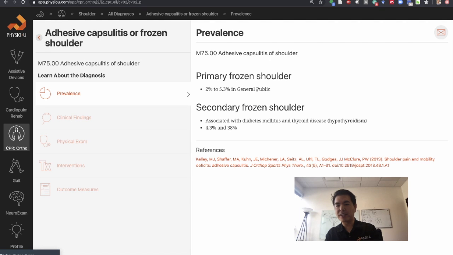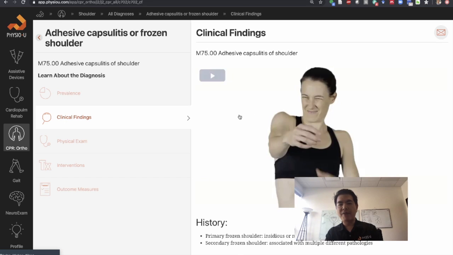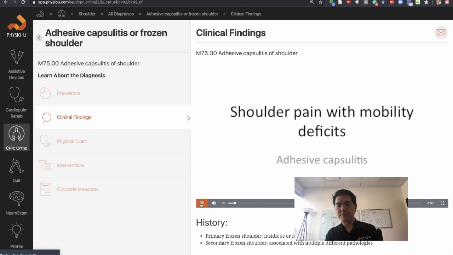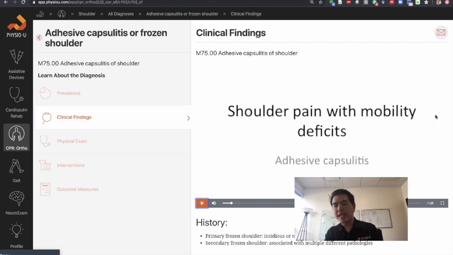We can look at prevalence. We can look at a video of the patient. Shoulder pain with mobility deficits or adhesive capsulitis. Notice how I'm linking the pathology to the guideline-based ICF category. Okay, I think that's really important because the students will hear me talking about different problems with mobility deficits, let's say hip pain or knee pain or shoulder pain.